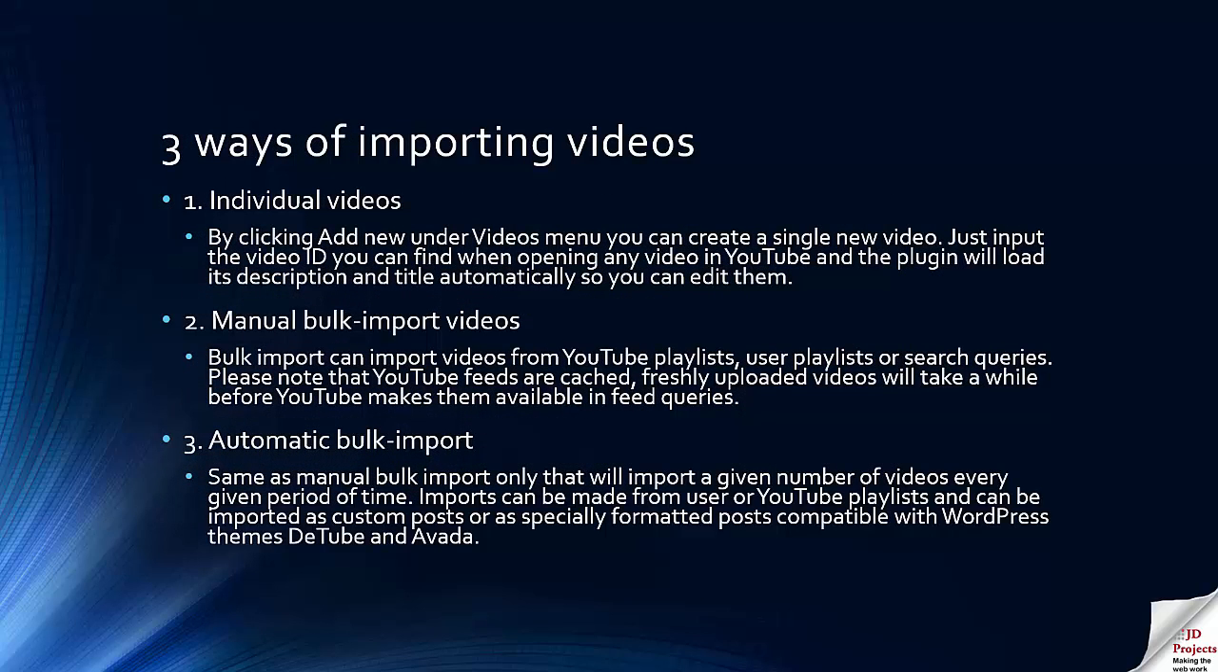There are actually three ways of importing the videos. Firstly, you can import individual videos, so you can go and find the ID of a video and pull it in as a post. It is created as a single new post which you can then edit and then publish. Secondly, you can use the system for manually bulk importing videos. You can do this by selecting the rules for the import, pulling up playlists, user playlists, search queries, and then have a look through the list of videos that the system has found for you on YouTube and choose the ones you want to pull into your blog.